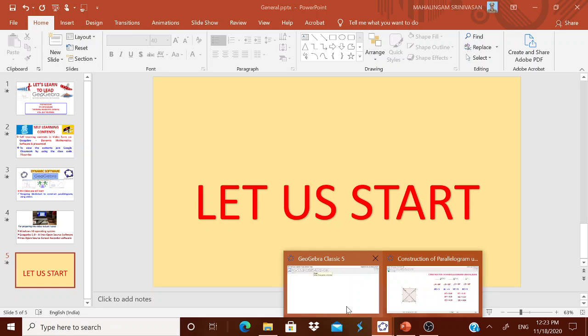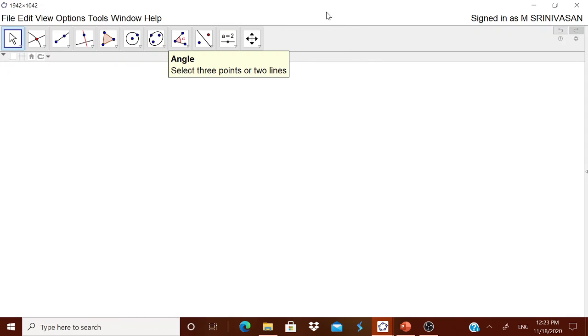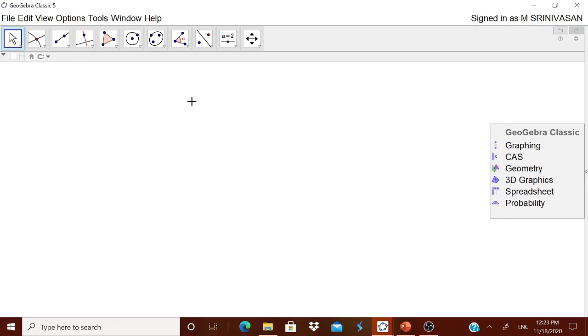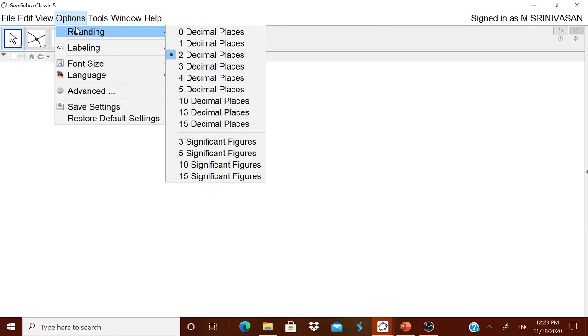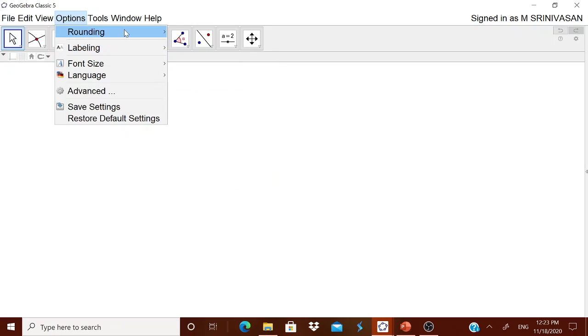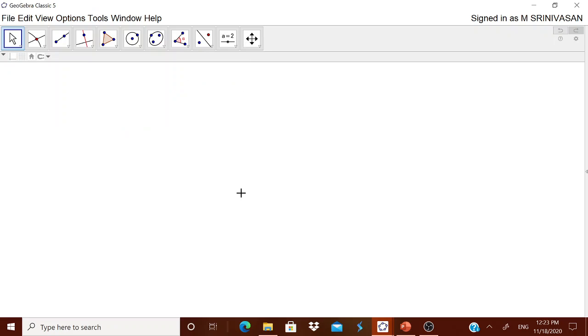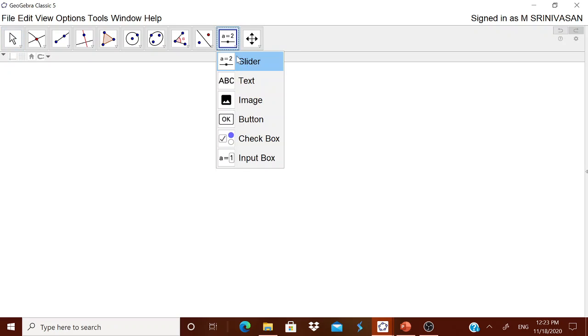For that, I have selected GeoGebra Classic 5 worksheet with geometry view. In the option rounding off, you can have either 1 decimal place or 2 decimal places. Let me have it as 1 decimal place, and then the option labeling as new objects only. I want sliders now. First, let me go to the slider.